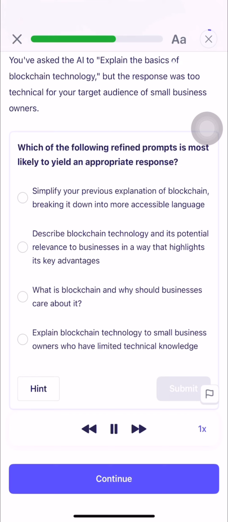Which of the following refined prompts is most likely to yield an appropriate response? Explain blockchain technology to small business owners who have limited technical knowledge. Describe blockchain technology and its potential relevance to businesses in a way that highlights its key advantages. Simplify your previous explanation of blockchain, breaking it down into more accessible language. What is blockchain and why should businesses care about it?